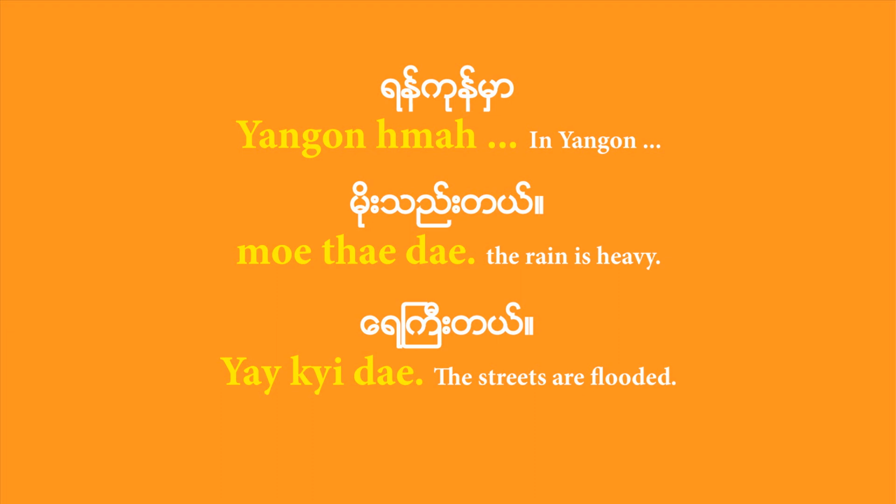Then you say Mo tere. Mo is the word for rain. There is the operative verb, means to be falling heavily or to be heavy. So it means the rain is heavy when you say Mo tere. Then you also say Ye jire.